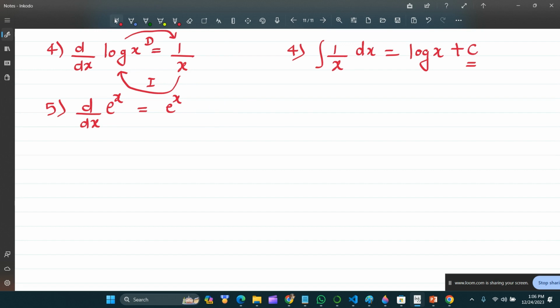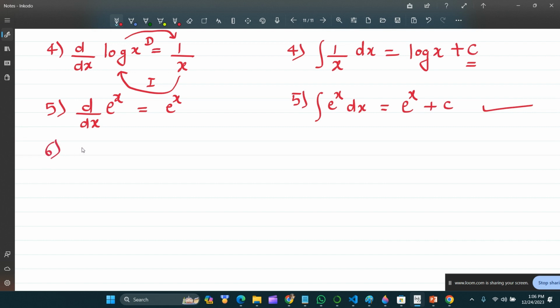Derivative of e raised to x is e raised to x. Okay, now we have to write integration. So integration of e raised to x dx is equal to e raised to x plus c. This is a very simple formula: the derivative of e raised to x is e raised to x, and the integration is also e raised to x.